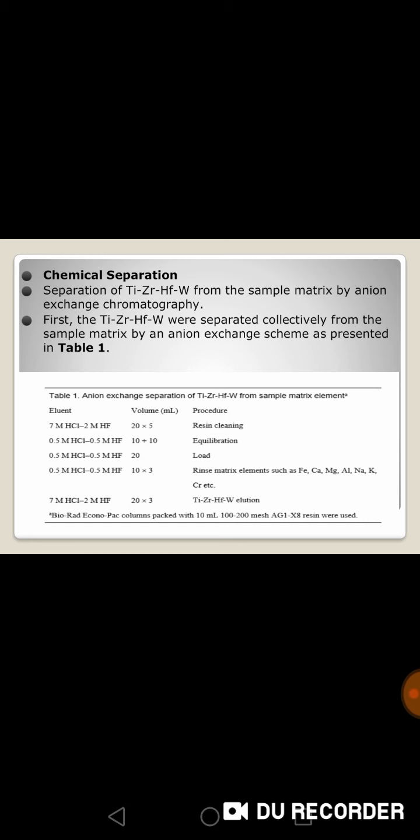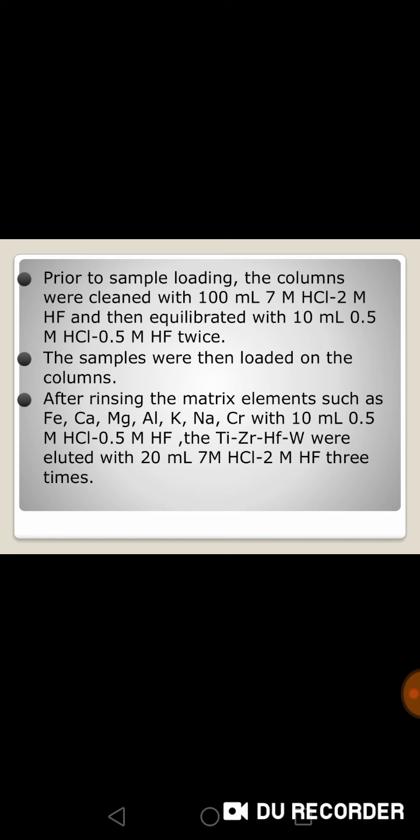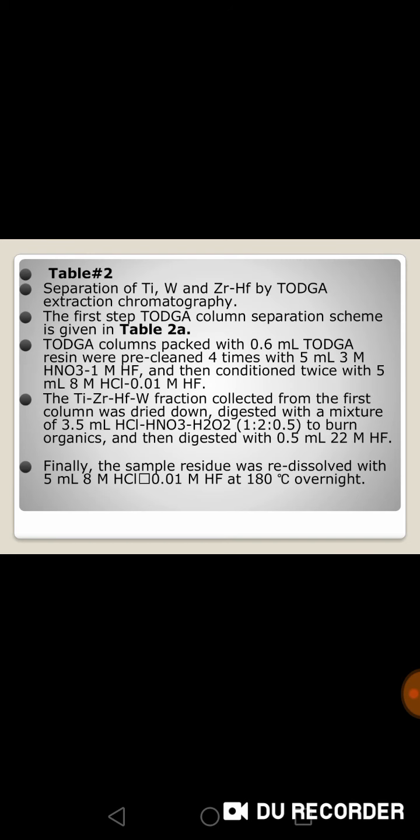So this will elute all the remaining 4 elements, that are titanium, zirconium, hafnium, and tungsten in that mixture. So here is the overall detail that I have mentioned in the previous slide. So after the first table, we are moving to the second table.